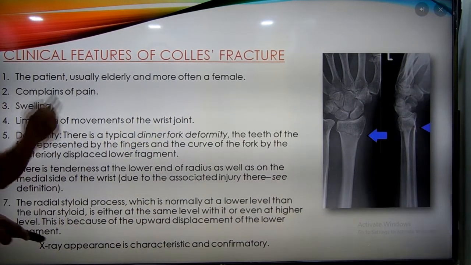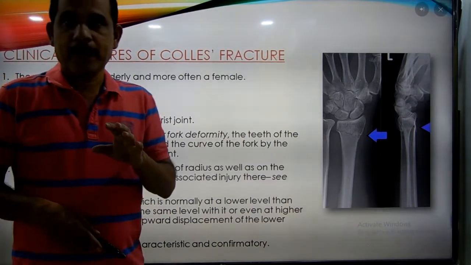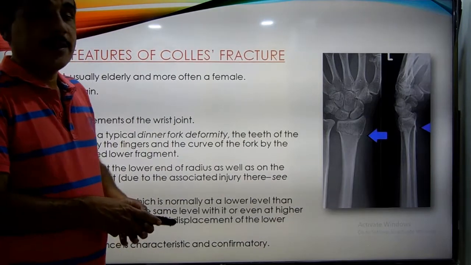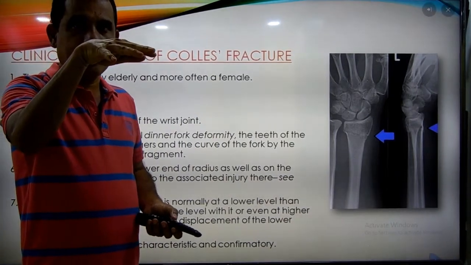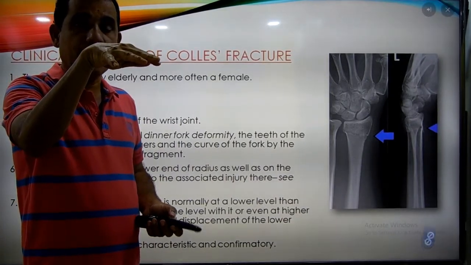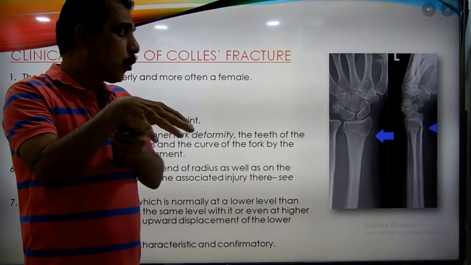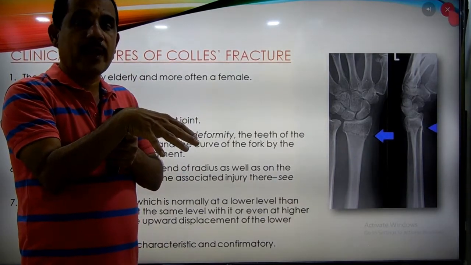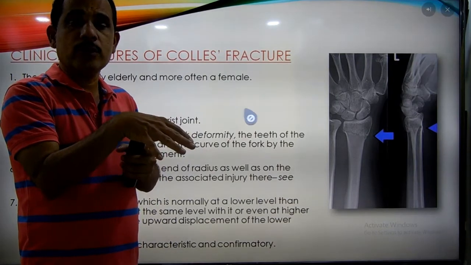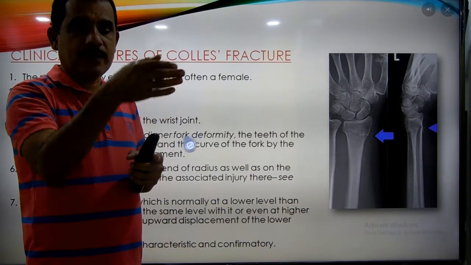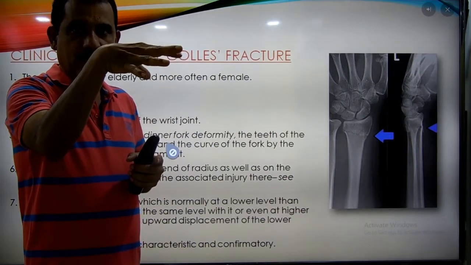Deformity. This typical deformity is there. See this figure. That is the dinner fork deformity. Why? Because as we have seen in displacement, the lower end of the radius goes upward and backward. So that's why it's causing this dinner fork deformity.